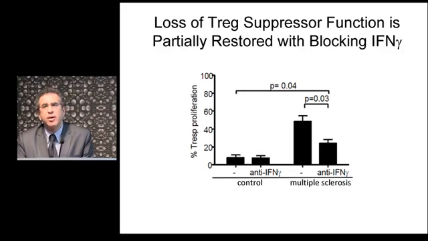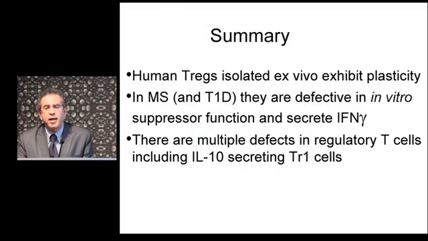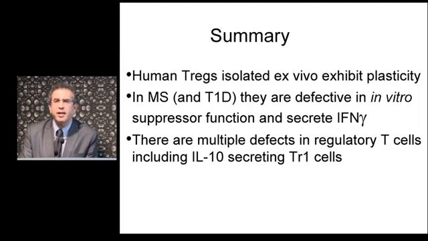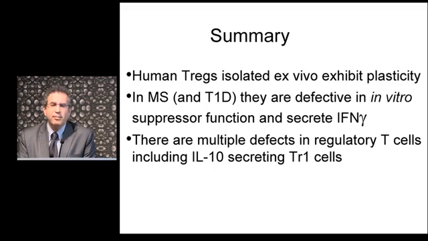Here's the evidence that if you block the gamma interferon, you can partially restore the suppressive function. So we have here control and patients with multiple sclerosis. We see the defect in suppression in the MS patients compared to the control. Then if you add anti-gamma interferon, you partially, but not completely, restore this loss of suppressive function in patients with the disease. So in summary, regulatory human T cells isolated ex vivo from the blood have this plasticity where they can be driven to become inflammatory.